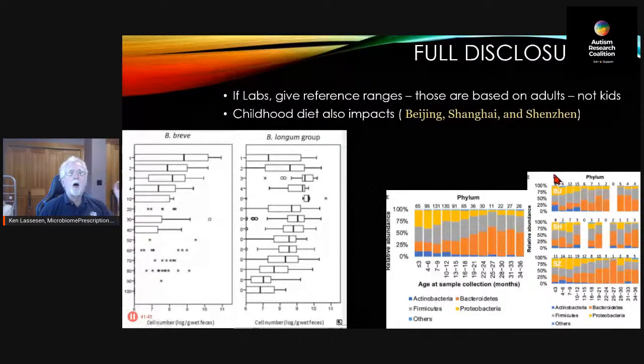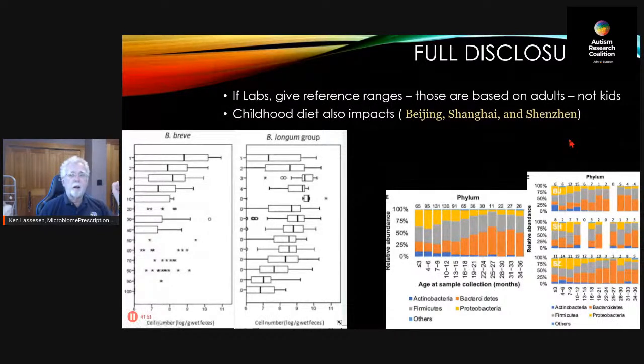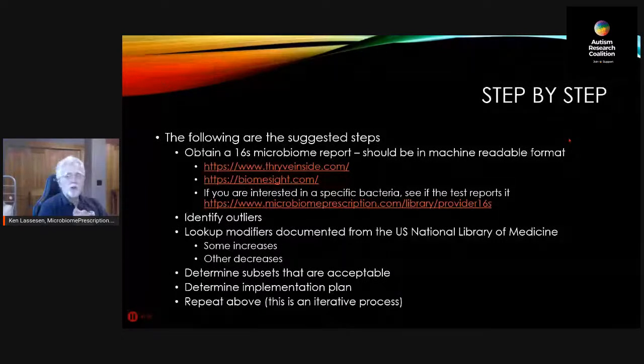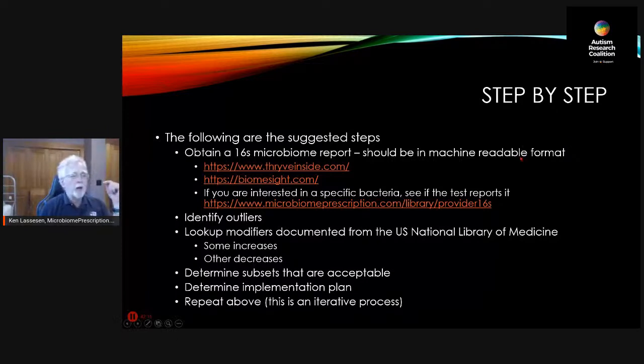So if you're looking for definitive answers, it's frustrating. Okay, so let's go step by step. I should say it's frustrating, but it's not unsolvable. It's just that you have to use a technique called fuzzy logic, which means you are not getting a definitive answer, you're just getting highly probable answers. Okay, following our suggested steps, you get a 16S microbiome test, which should be in a machine-readable format.